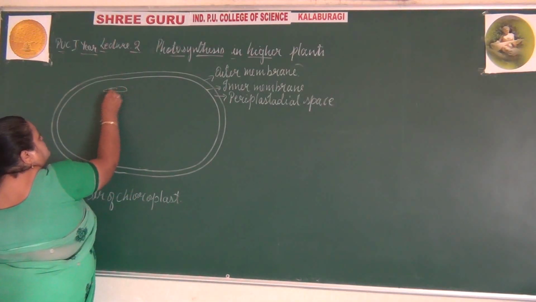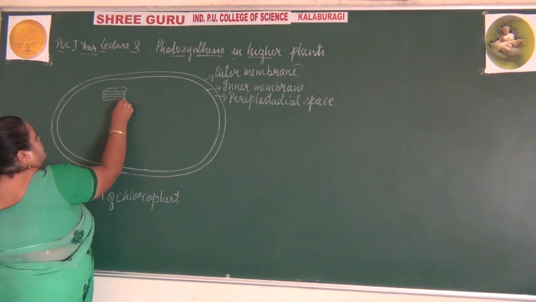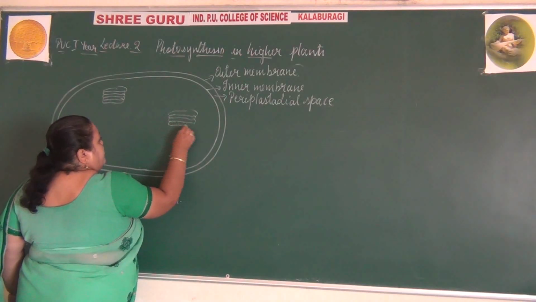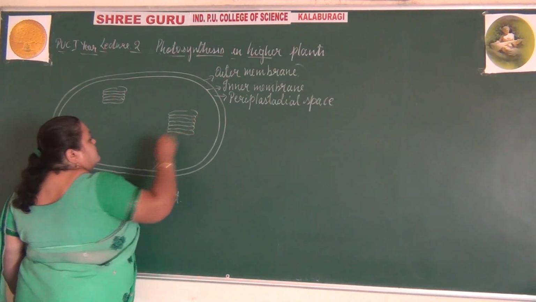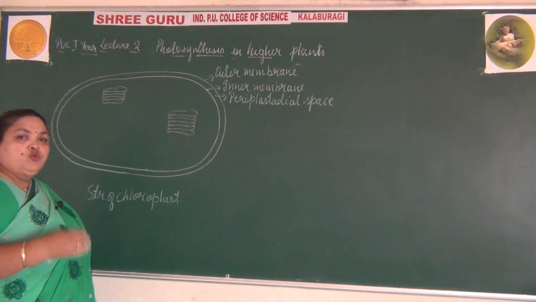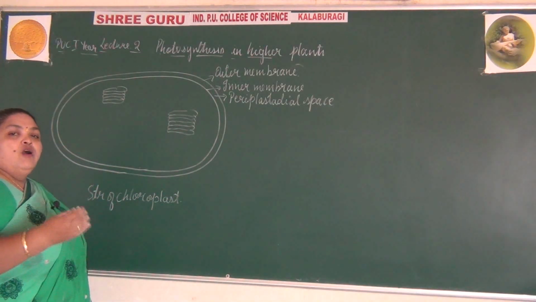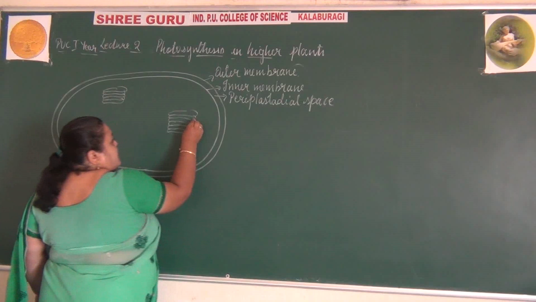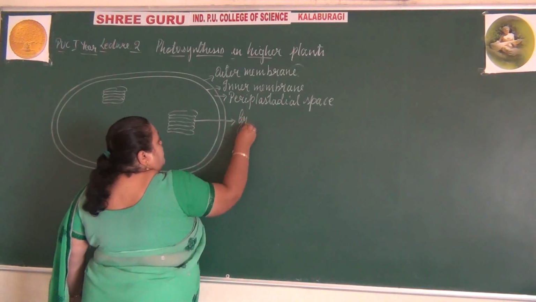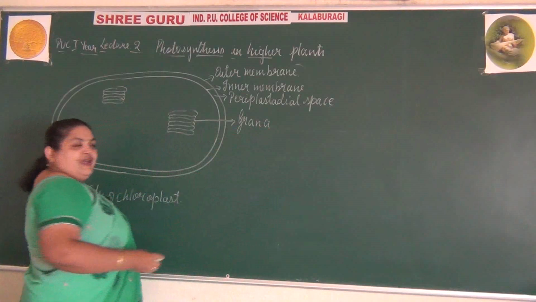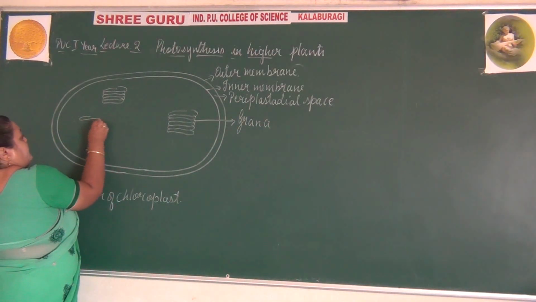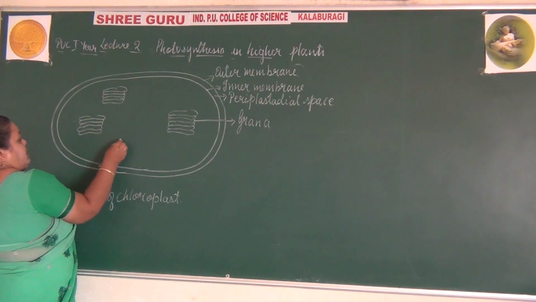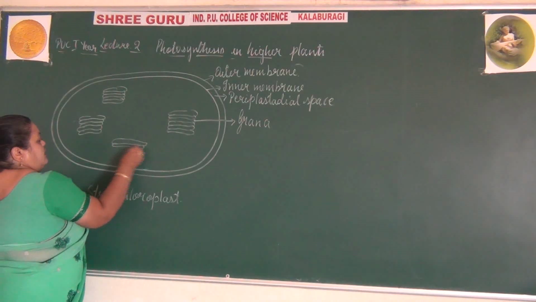So the grana are made up of a number of discs, and each of the chloroplasts can have around 10 to 15 grana.